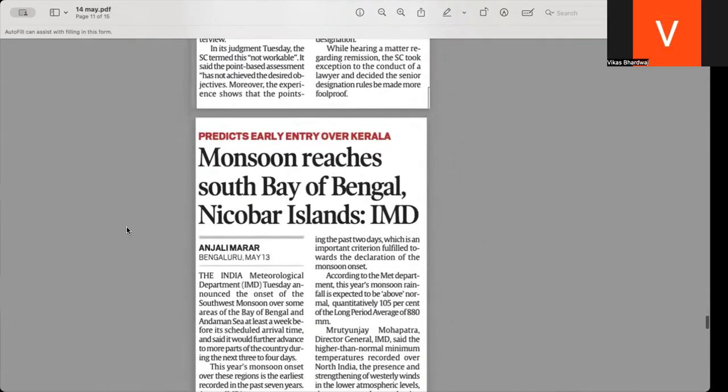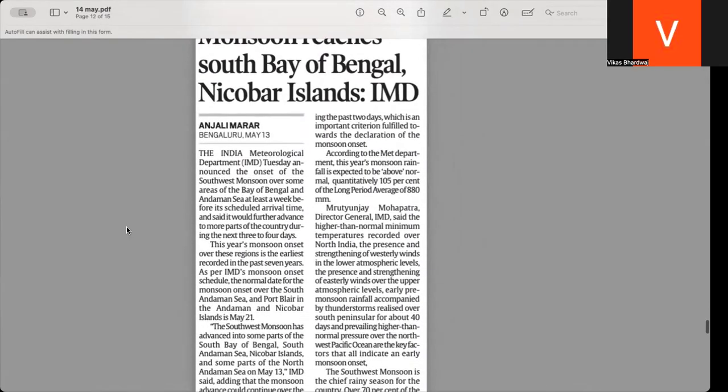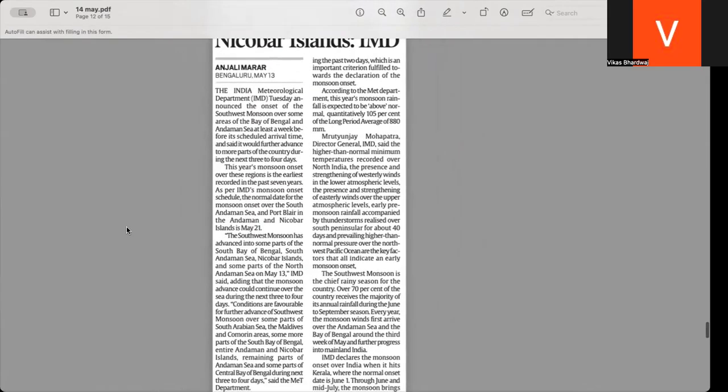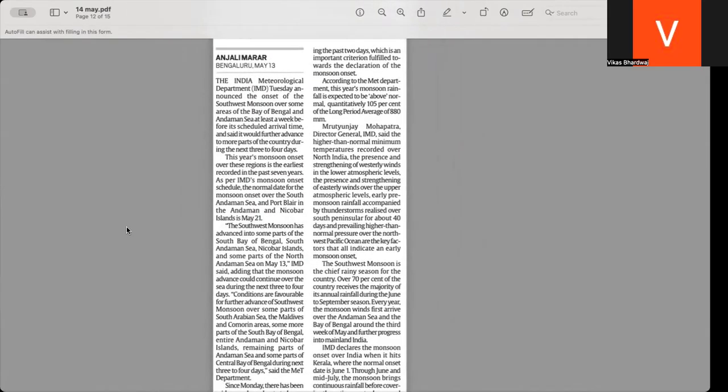So the monsoon reaches the South Bay of Bengal and the Nicobar Islands, and as we have just said, it is the role of the IMD. We have done a short note on the Indian Meteorological Department. Do go back and check how the Indian Meteorological Department evolved through the ages, how it has been able to achieve new heights, and how it is helping African and other developing countries also. Please do make a short note.